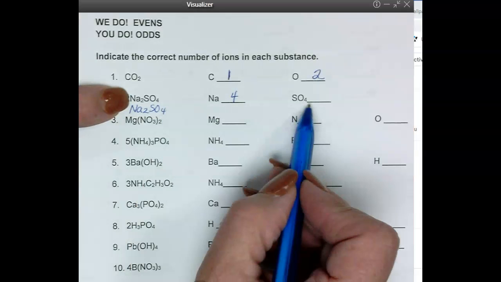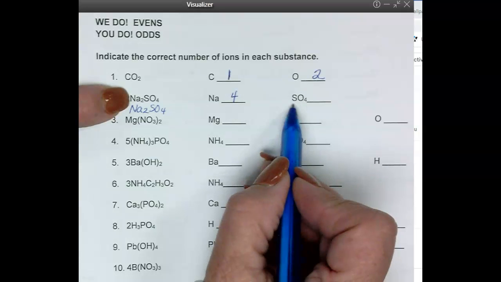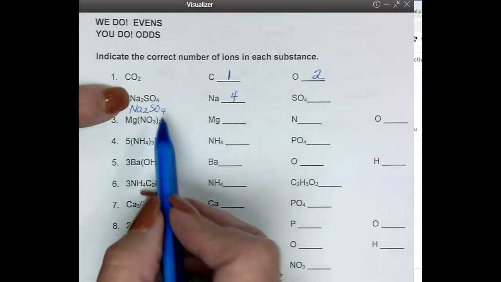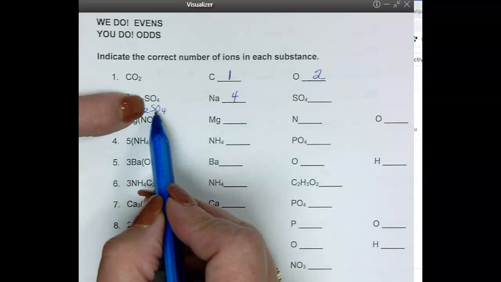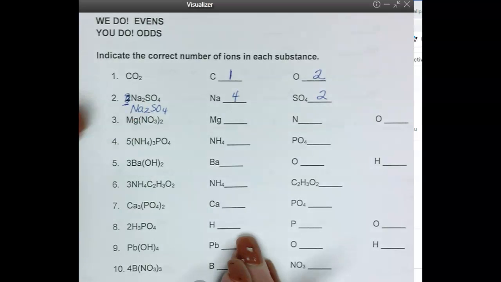Now, it actually asked over here, so according to how it asked, this actually asks for how many SO4s you have, so it's not breaking it apart. So I have 1 here and 1 there. I have 2 of those. So just be careful how it asks for it.